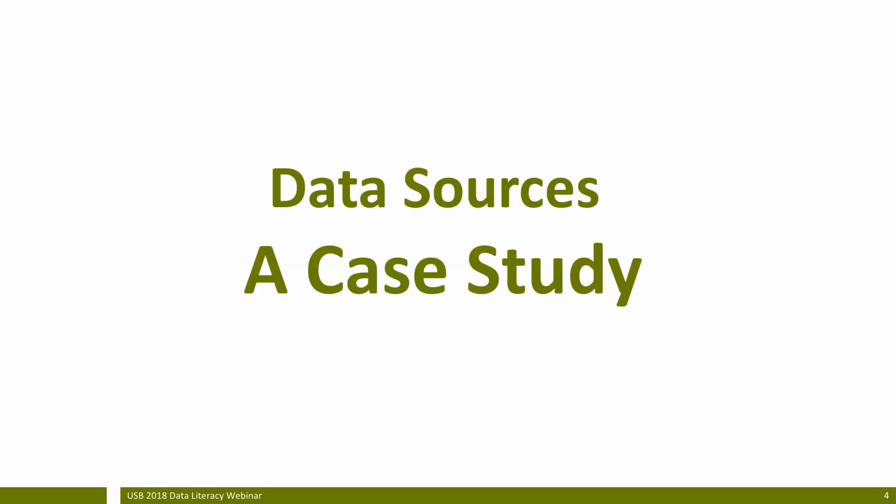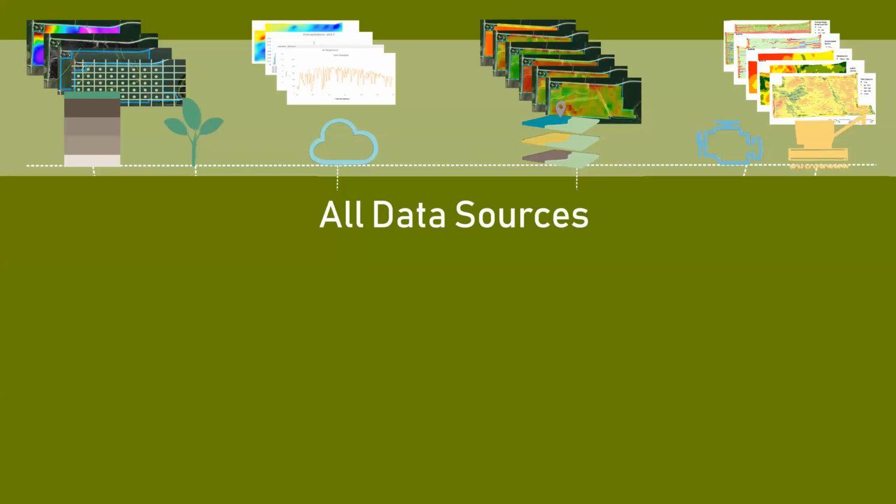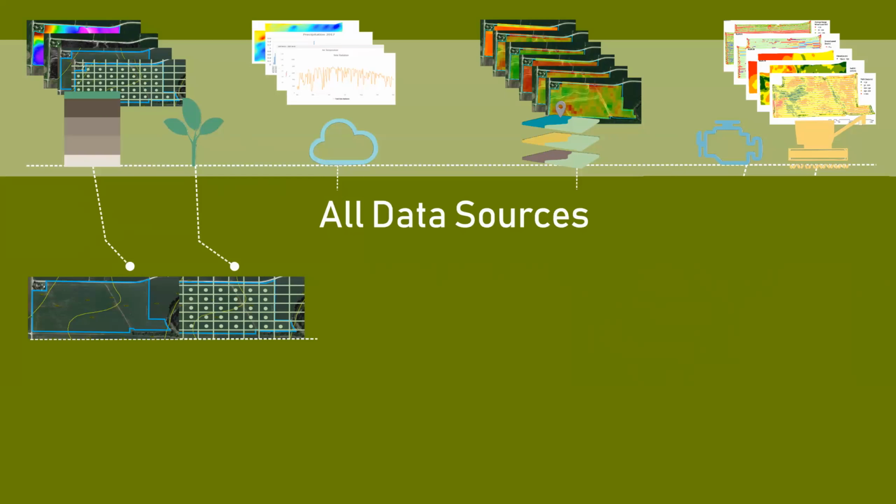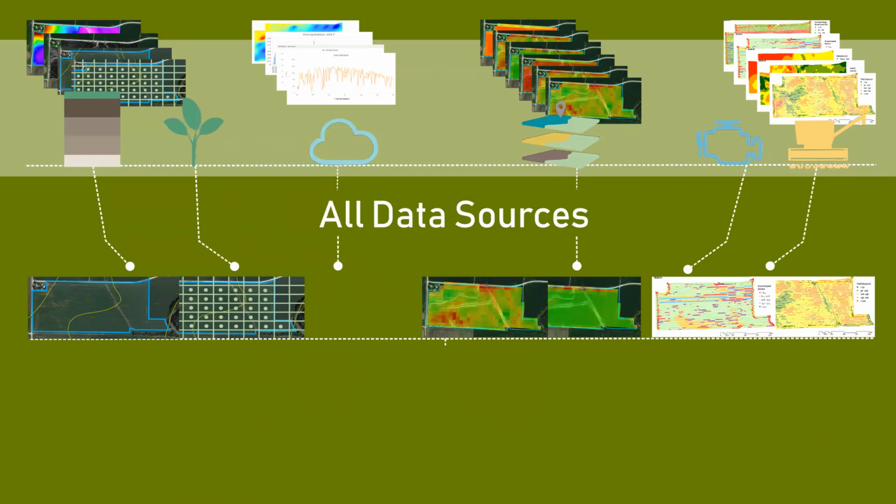So let me give you an example of a case study. Farmers today are facing multiple types of different data sources, from soils, weather, remote sensing, plants, machinery. Farmers, when they are taking a decision, they are selecting some of the layers. In this case, I'm showing a few examples on soil type, grid sampling, satellite, ground speed, and yield monitor.